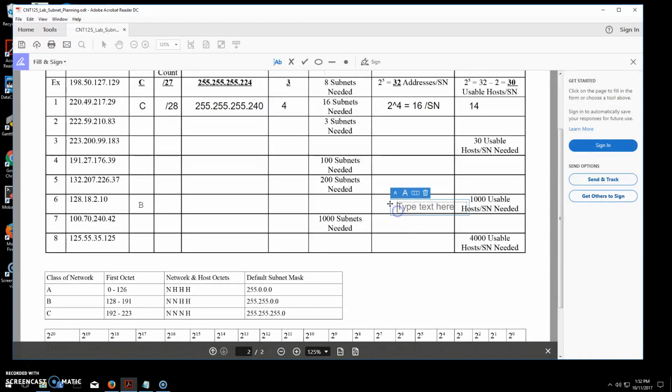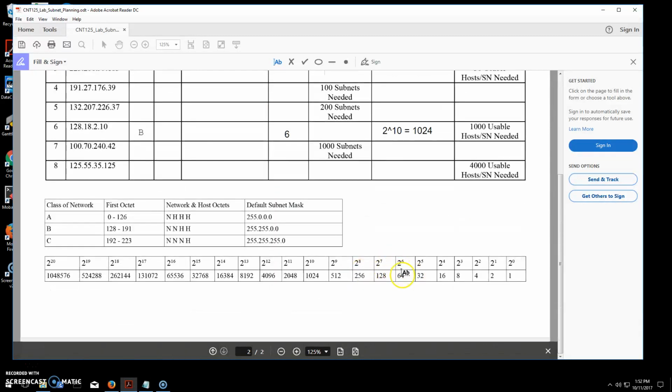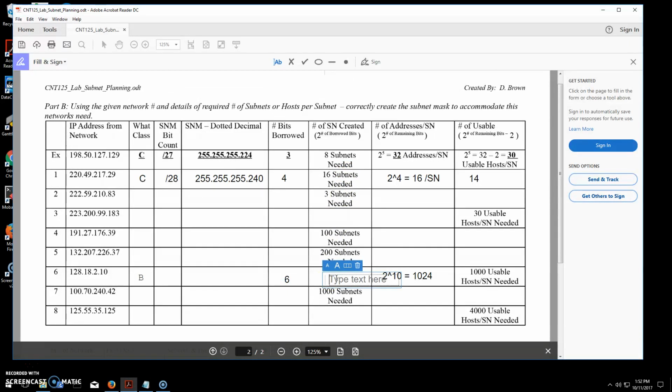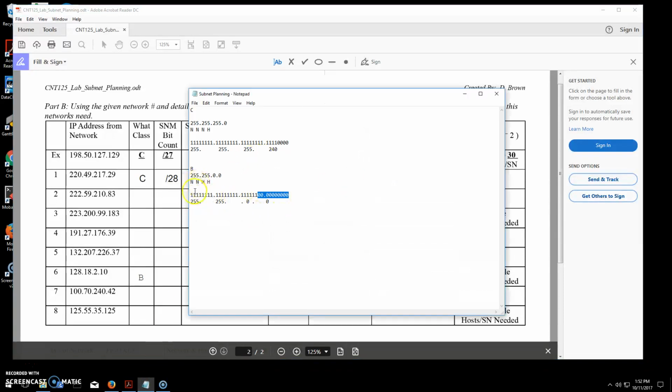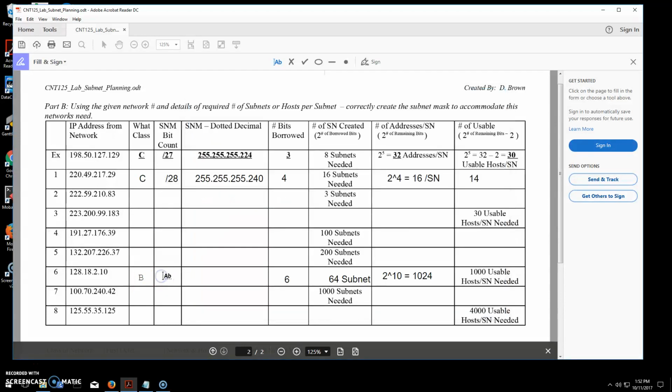So here, if I leave 10 bits, 2 to the 10 is going to give me my 1,024 addresses per subnet, of which 1,022 are usable. We'll have enough host addresses. And to do that, I can borrow up to 6 bits. 6 bits is going to give me 64 subnets. We'll get 64 subnets. That's going to work. And when I do that, if I write out all of my conversion here, 255.255.252.0, this is going to accommodate their need. So this guy here, 255.255.252.0, will do that.